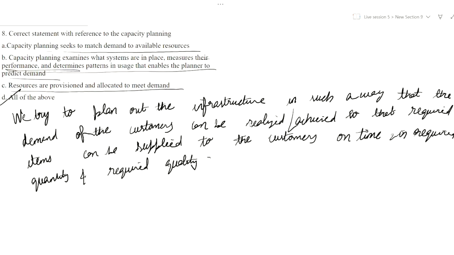Next, we discussed what is capacity planning. Capacity planning seeks to match demand to available resources. Here, resources are the provision allocated to meet the demand.